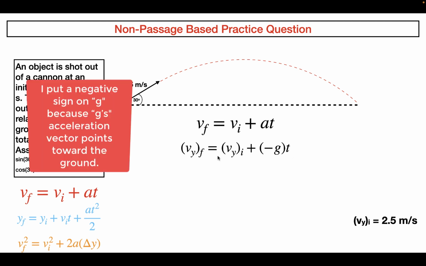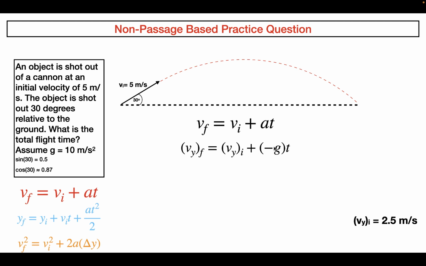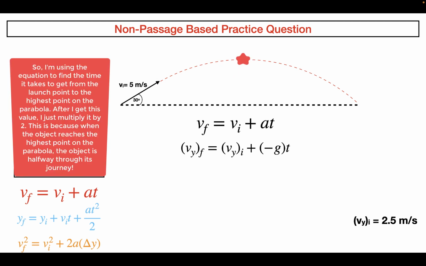So this equation is going to be used to solve for something very important. I'm going to use it to solve for how long it will take the object to get from the launch point to the highest point in the parabola. And the reason why I'm doing this is because if I find the time that it takes to get to the highest point, I know that it will take the object double that time in order to get all the way to the end. So in other words, by finding out how much time it takes to get to the top, we just multiply that value times 2 in order to get the total flight time.